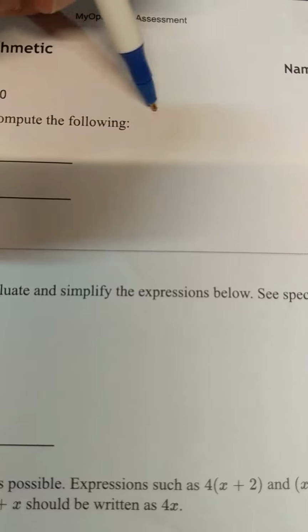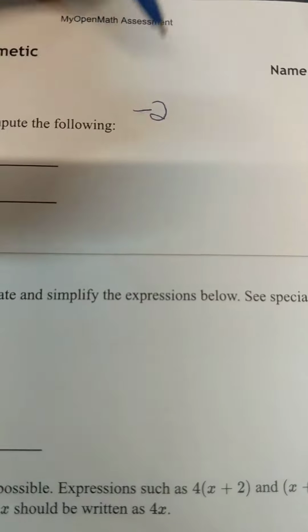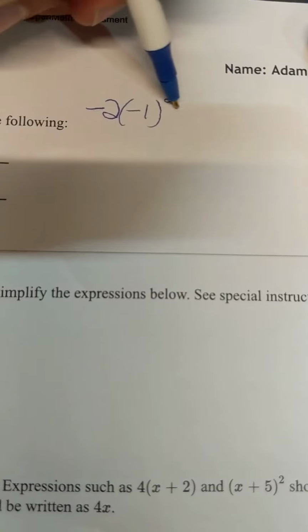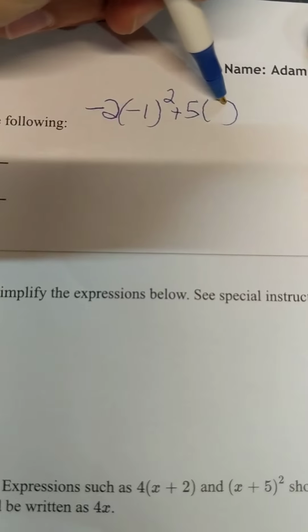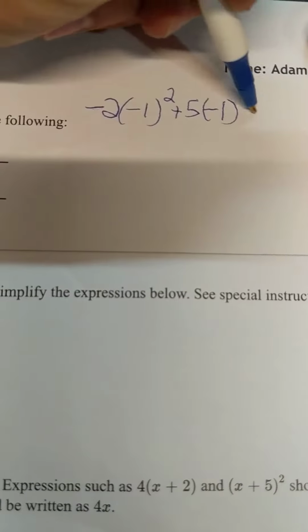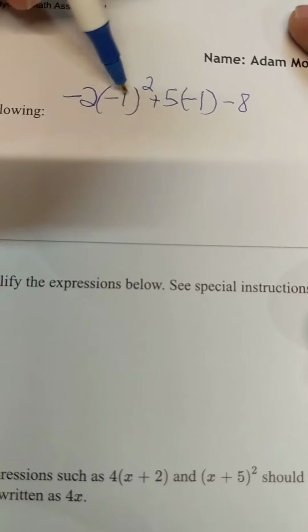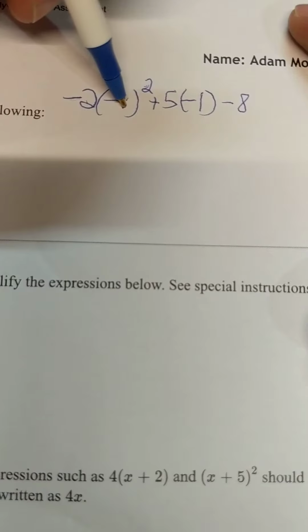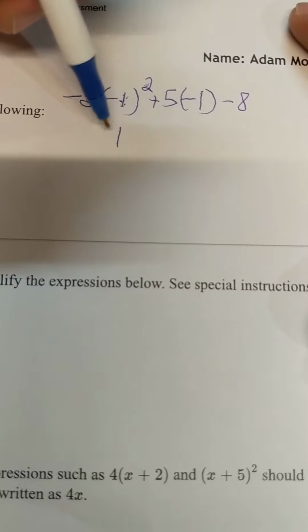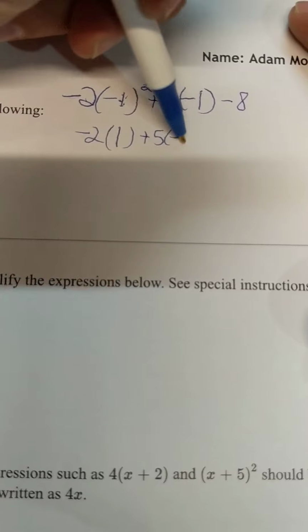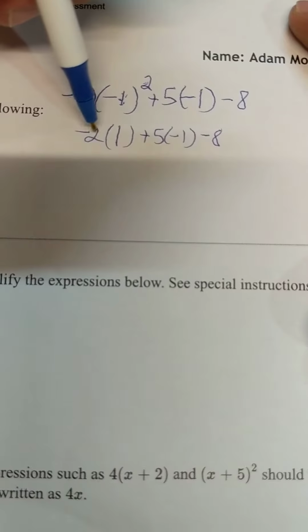Let's do that over here. It's negative 2 times negative 1 squared, instead of x squared. Plus 5x becomes 5 times negative 1, then minus 8. Shooting that in there, watch the order of operations. I've got to square this before I multiply it, so negative 1 squared is positive 1, times negative 2, plus 5 times negative 1, minus 8. Let's see where that leads.